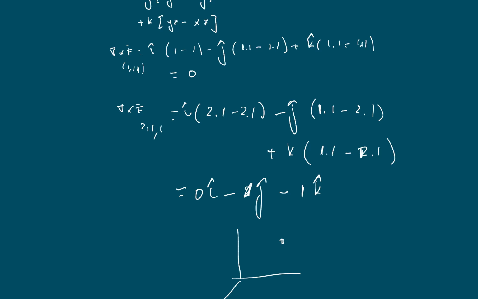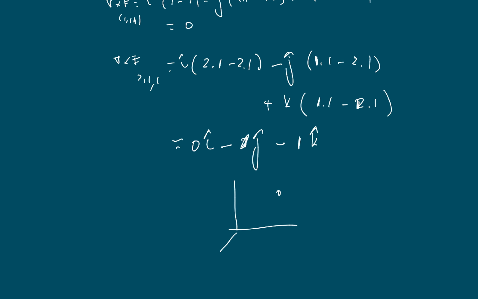At the point 1, 1, 1 there is no tendency to rotate. But at the point x equal to 2, y equal 1, and z equal 1, the curl of F is minus 1j minus 1k. Minus 1j will go like this, minus 1k will go like this. So the vector will go like this. This will be the curl of F at the point 2, 1, 1, so there is a tendency to rotate in this direction.